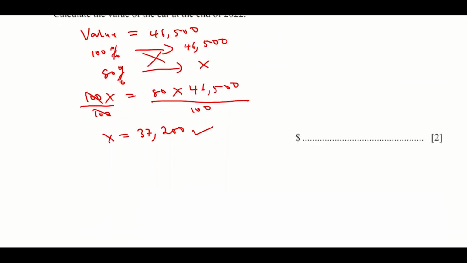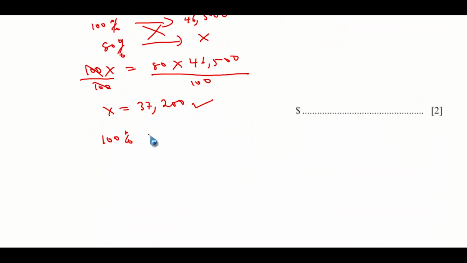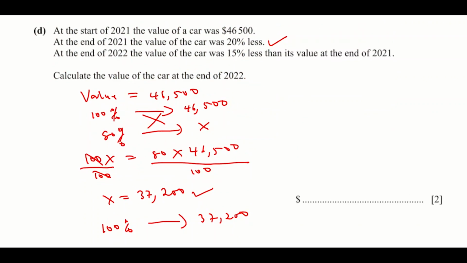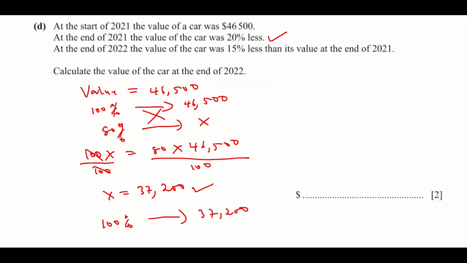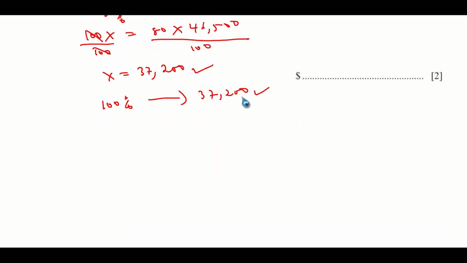So the implication is that this 37,200 is at 80%, that is at the end of 2021. But at the end of 2022, the value of the car was 15% less than its value at the end of 2021. So this is the value of the car at the end of 2021 and it is at 100%.